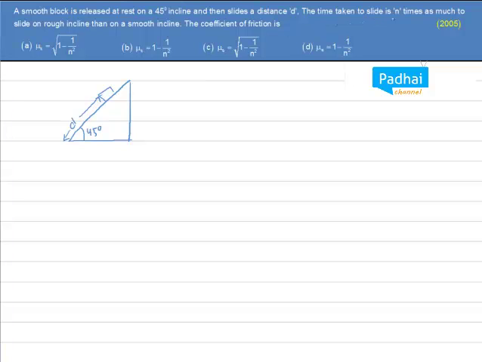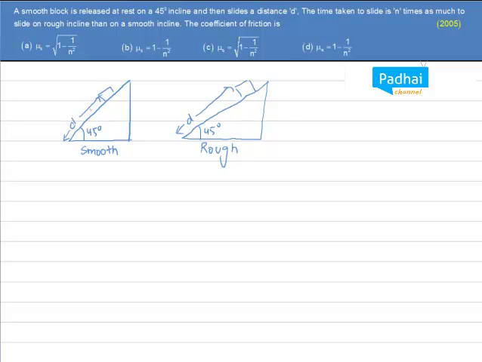The time taken to slide is n times as much to slide on a rough incline than on a smooth incline. So basically there are two inclines, both making an angle of 45 degree with the horizontal, and one is rough and the other is smooth. The distance in both the cases is d. Let us assume this is smooth and this is rough, right?